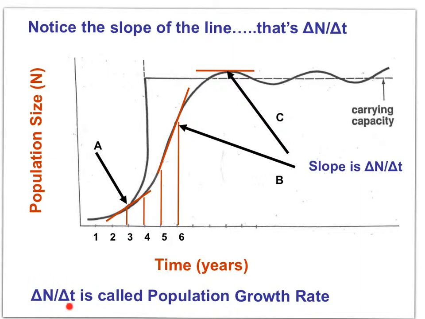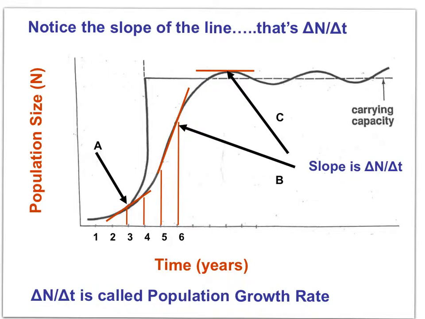Delta n over delta t, change in the size of the population over time, is called the population growth rate. And you can see that the population growth rate is the slope at any one point in the curve. The slope here at time period A is smaller than the slope here at time period B. This is because through this time period, the multiplier is being multiplied by an ever larger base population size.